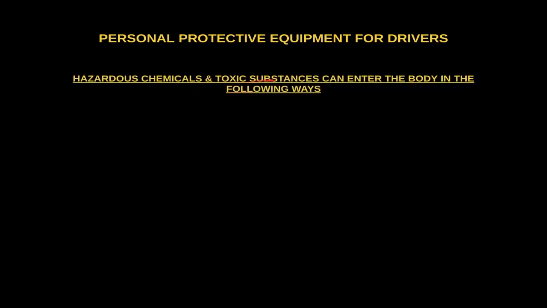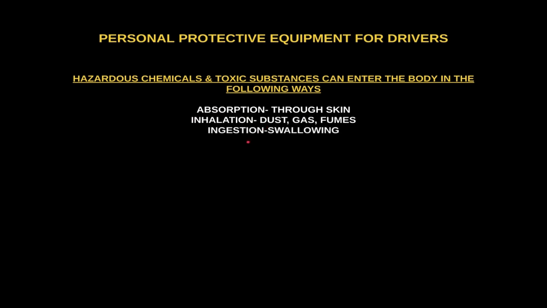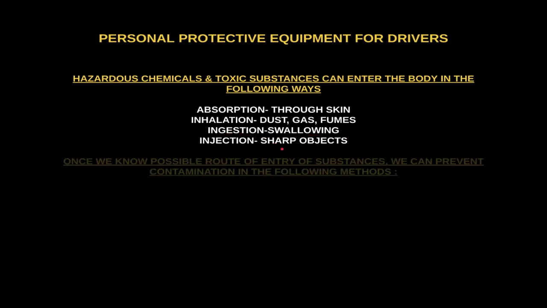Hazardous chemicals and toxic substances can enter the body in the following ways. Absorption, they can be absorbed through the skin. Inhalation by dust, gas, and fumes, so you can breathe in the dangerous goods gases. You can also by ingestion, or by swallowing dangerous goods accidentally. Injection from sharp objects. So if you cut yourself on a dangerous goods item, there's a possibility of you being infected, and we call this injection.